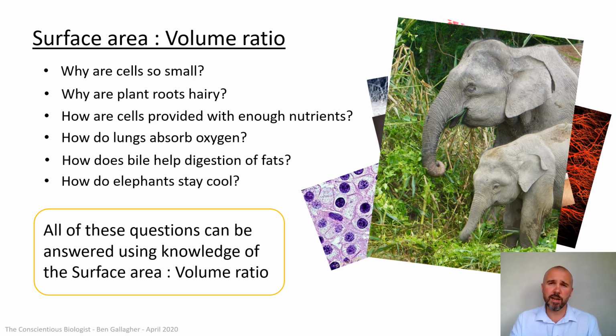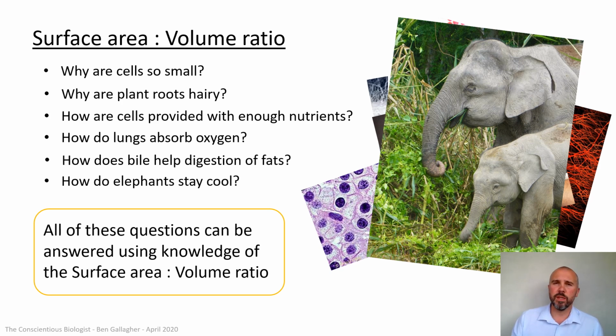Why are plant roots hairy? They have root hair cells, that's large projections of membrane that increase their surface area whilst keeping the volume very small. Because root hair cells in the roots need to be able to absorb lots and lots of water, lots and lots of minerals. So again, increasing their surface without doing much to their volume.